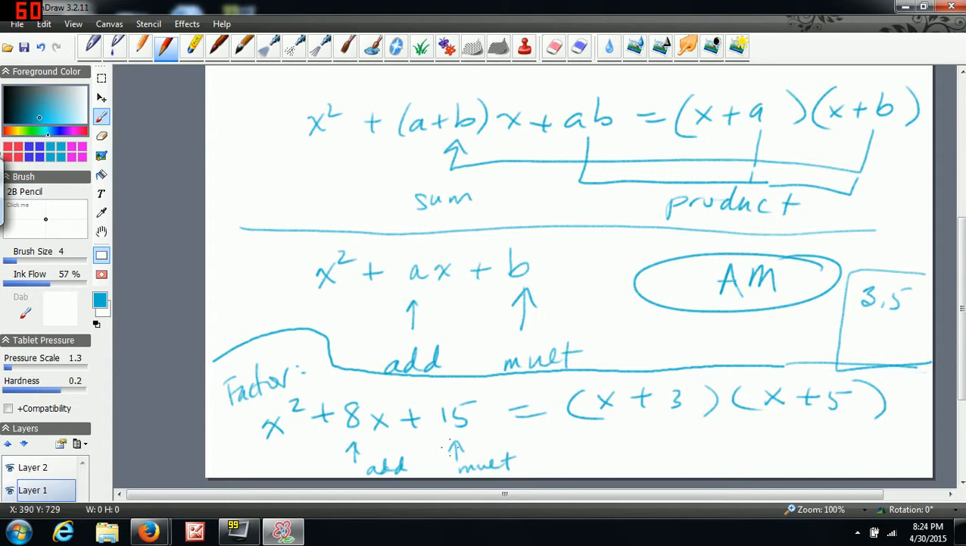So an easy way to factor: you always think of two numbers that add to the middle term and multiply to the last term. So this would be it. And if you FOILed this out, you would end up back at this answer. Okay, so that's factoring trinomials. We can do a whole bunch of examples, so let's try a few more here.